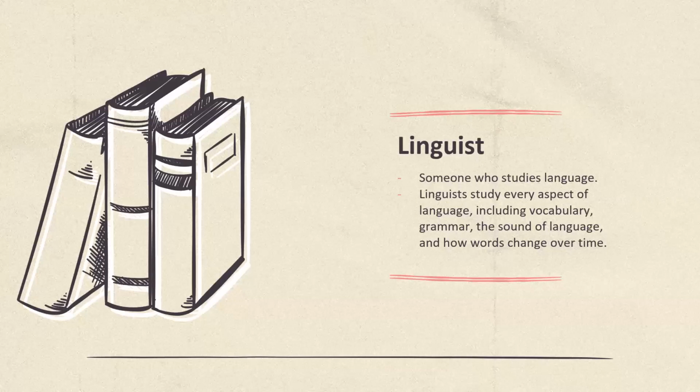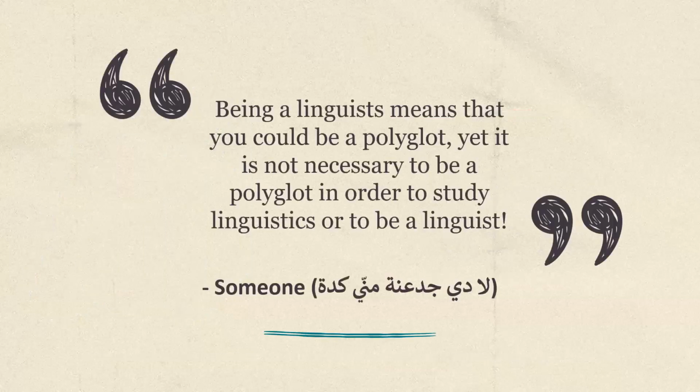But we need to know something. I think I wrote this in the second slide. Okay, being a linguist means that you could be a polyglot, yet it is not necessary to be a polyglot in order to study linguistics or to be a linguist. Okay, this is a meme. If I'm a linguist, it is not necessary for me to be a polyglot. You can be a linguist and still only speak one language, right? And you can also be a polyglot and still know nothing about linguistics or the language itself.